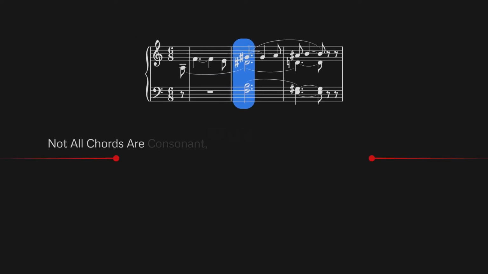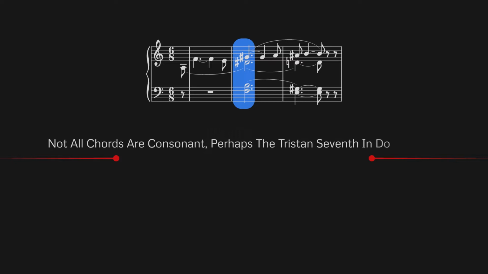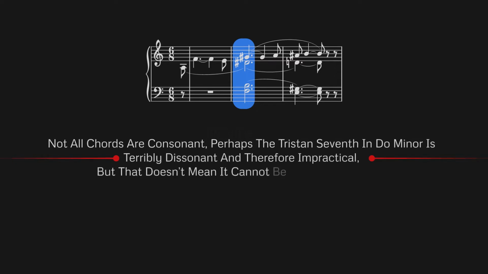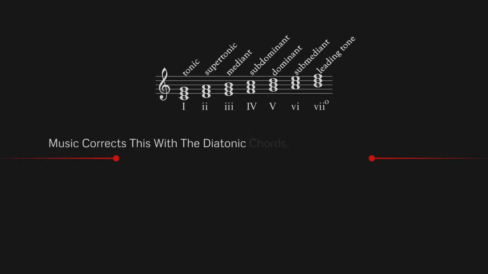Not all chords are consonant. Perhaps the Tristan 7th in Do major is terribly dissonant and therefore impractical. But that doesn't mean it cannot be built off the cube. Music corrects this with the diatonic chords.